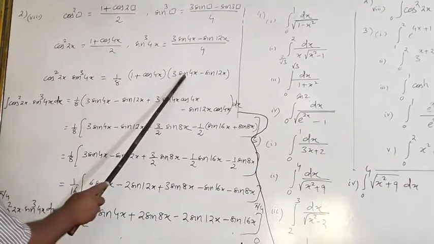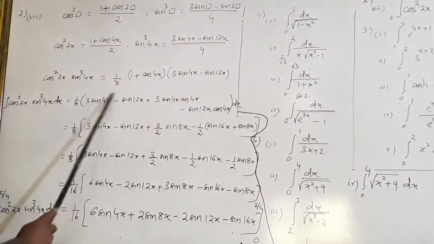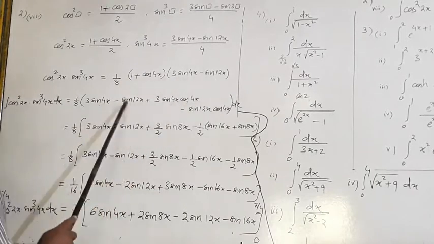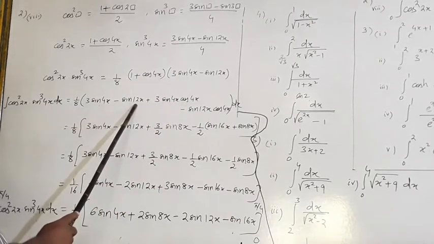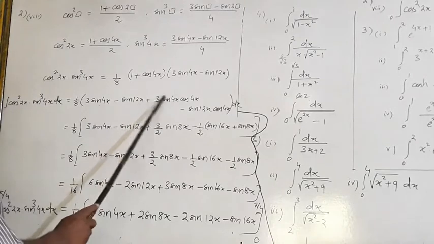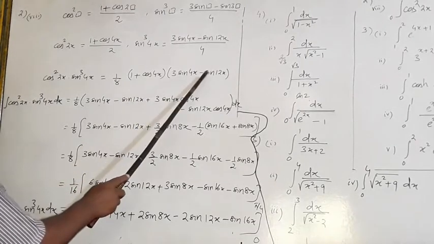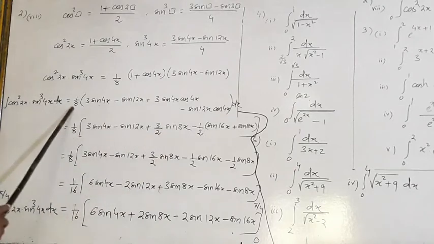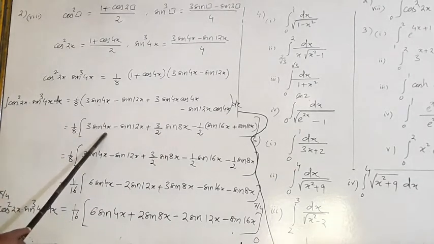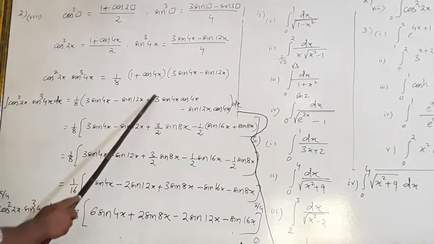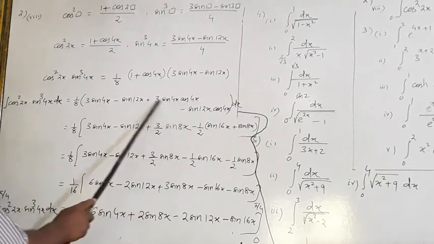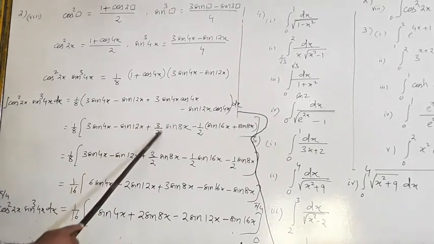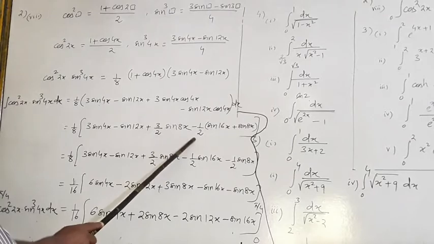1 into 3 sin 4x is 3 sin 4x. Then 1 into minus sin 12x is minus sin 12x. Then it is 3 sin 4x into cos 4x, then minus sin 12x into cos 4x. Now it is 1 by 8, 3 sin 4x minus sin 12x, and for the cos term, I am multiplying and then dividing by 2, giving 3 by 2 sin 8x minus 1 by 2.